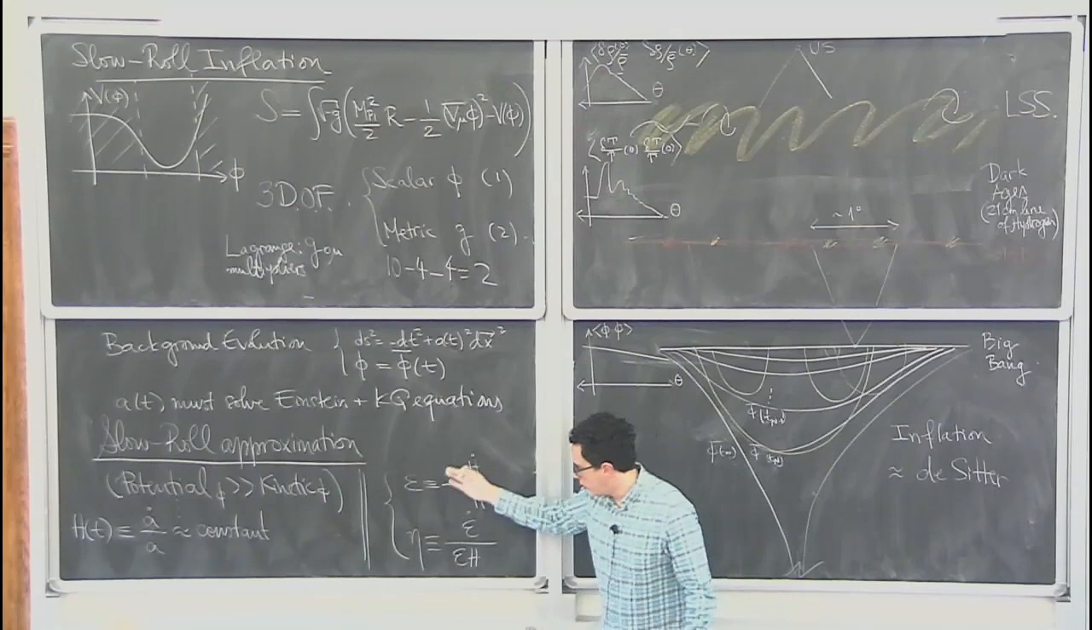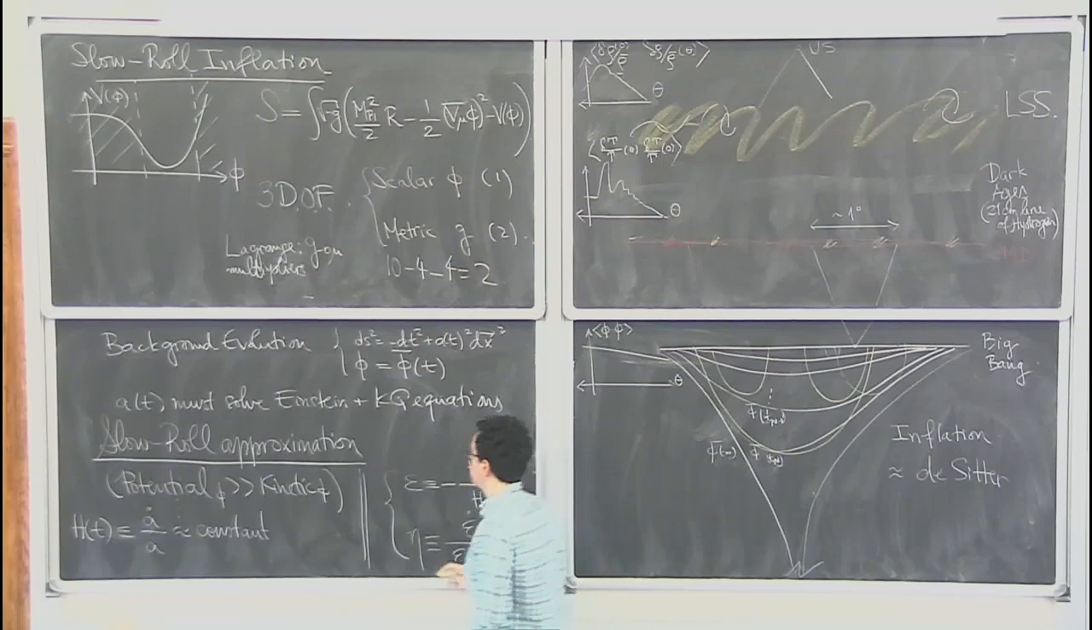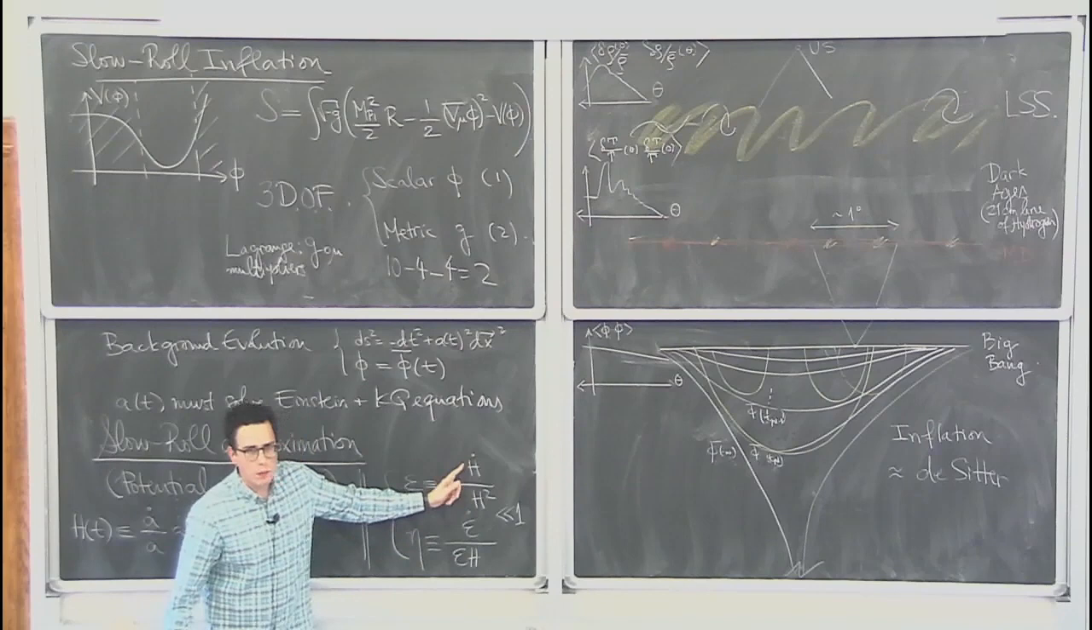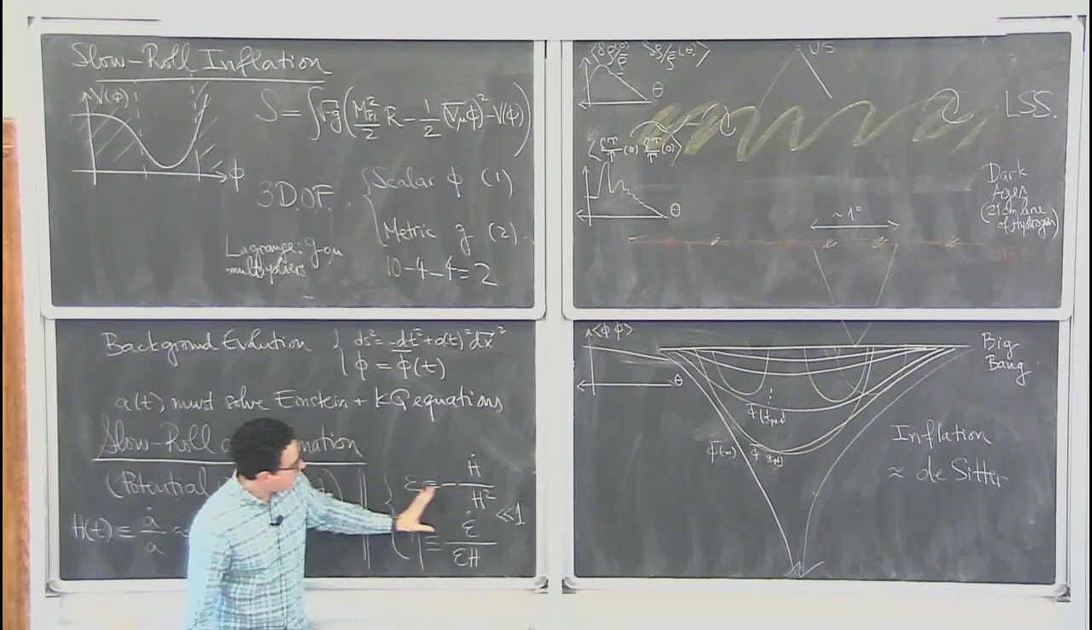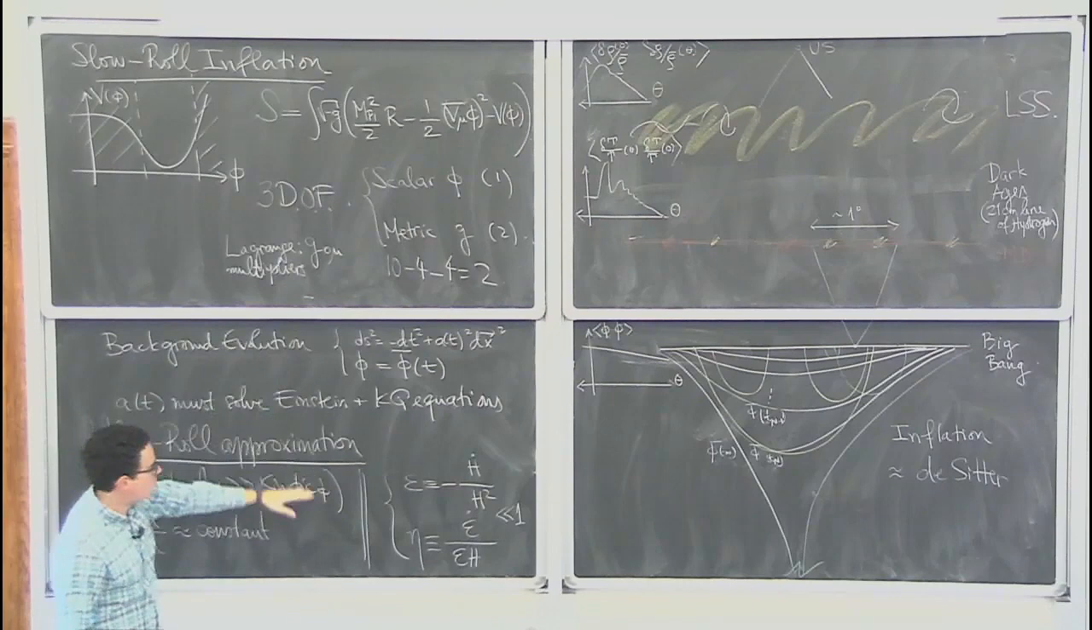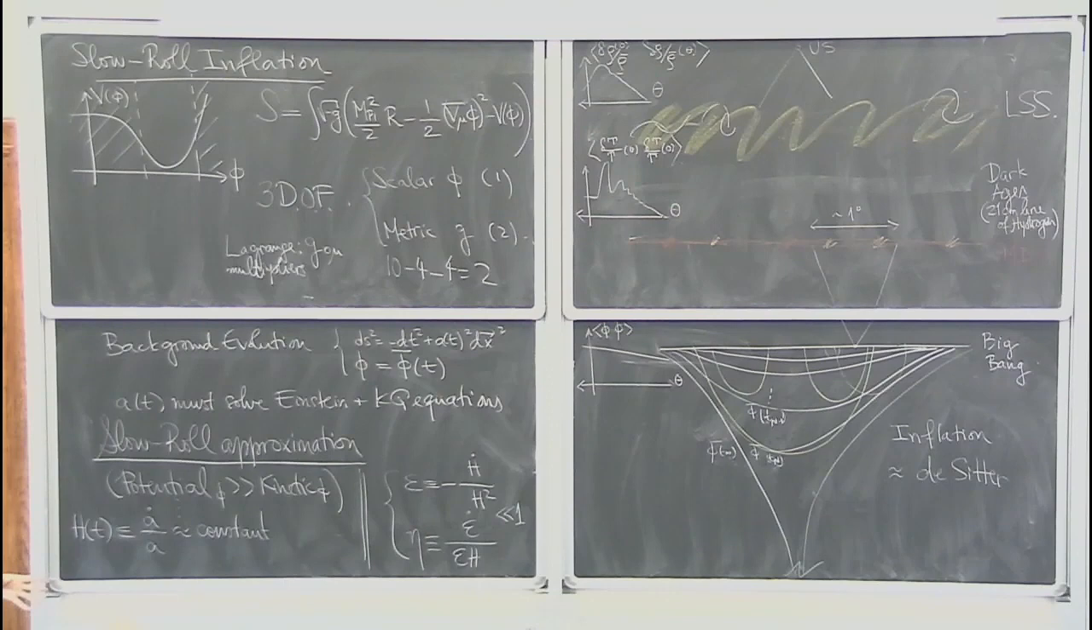Okay? So we want these two parameters to be much less than 1. So in the slow roll approximation, these are two small parameters in the problem. Epsilon really controls how close to pure de Sitter you are, and eta is related to the mass of the scalar field, so to the second derivative of the potential, if I expand around the fiducial value phi bar. So V double prime is related to this parameter eta. Okay? So I want the mass of the scalar field to be very small in Hubble units, and I want the background solution to be very close to de Sitter.